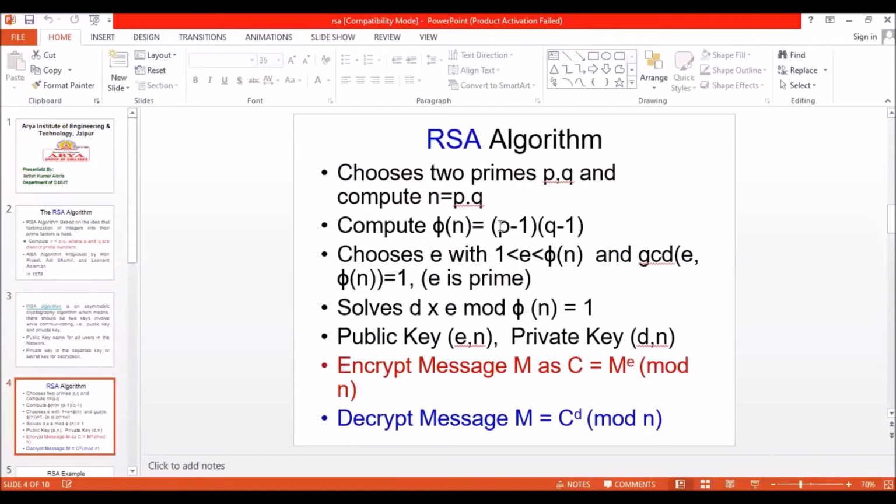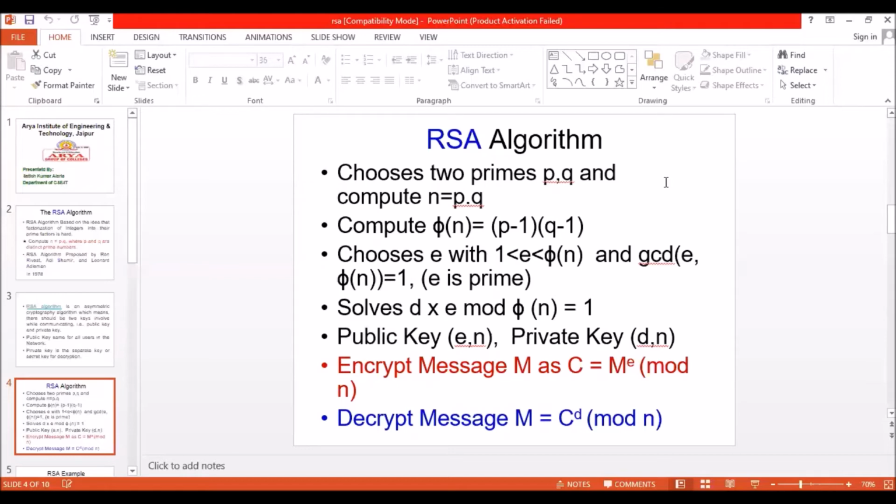So first we discussed what the RSA algorithm is. Now, the different steps in the RSA algorithm. Number one, first of all, select two prime numbers p and q and compute n equals p into q. Second, compute phi of n equals (p minus 1) into (q minus 1). Phi of n is called the totient function.